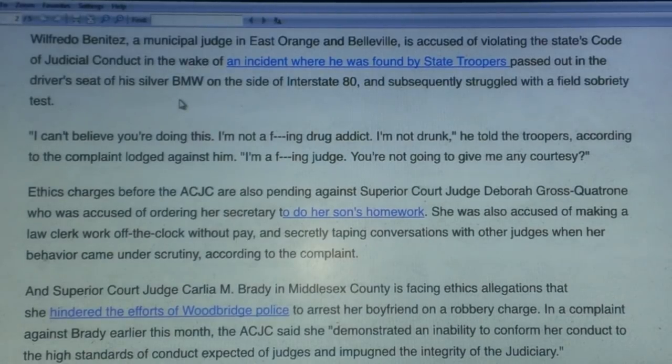You're going to operate outside of judicial conduct and force your secretary to do your son's homework? Or possibly you could fire her if she refuses? Wow. This is horrible. It says she was also accused of making a law clerk work off the clock without pay. Do you hear this, family? She was also accused of making a law clerk work off the clock without pay and secretly taping conversations with other judges when her behavior came under scrutiny, according to the complaint.